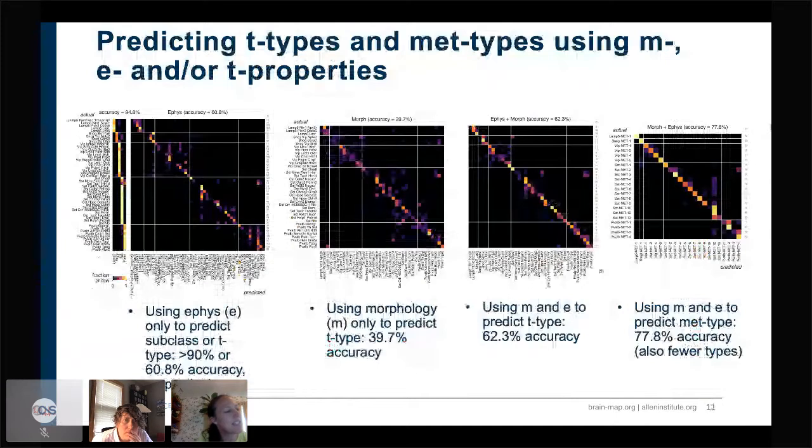When we test our ability to predict T-types or MET types based on single or multiple data modalities using supervised random forest classifiers, we see that the best results come from using at least two modalities and predicting MET types. At the subclass level, we do get greater than 90% accuracy, as you can see over here, but using EFIS properties alone, we only have 60% accuracy, and we do even worse with morphology, with close to 40% accuracy at predicting T-types, though the confusions are different for EFIS and morphology. And then using both electrophysiological and morphological properties, we have a slight improvement in predicting T-types. But then if we use both M and E properties to predict our MET types, then we get closer to 80% accuracy, though we have fewer types to predict. So that has to be taken into consideration.